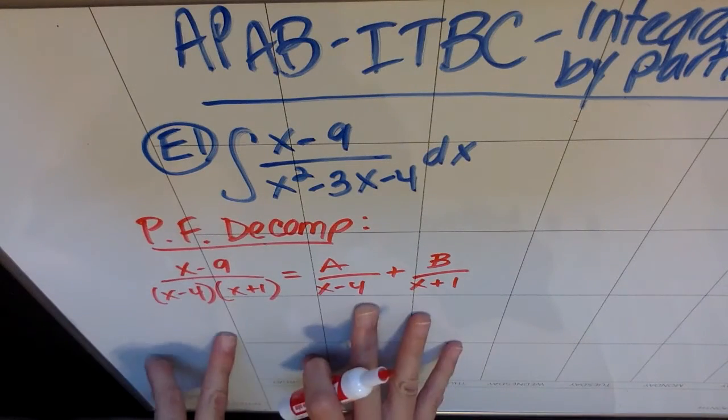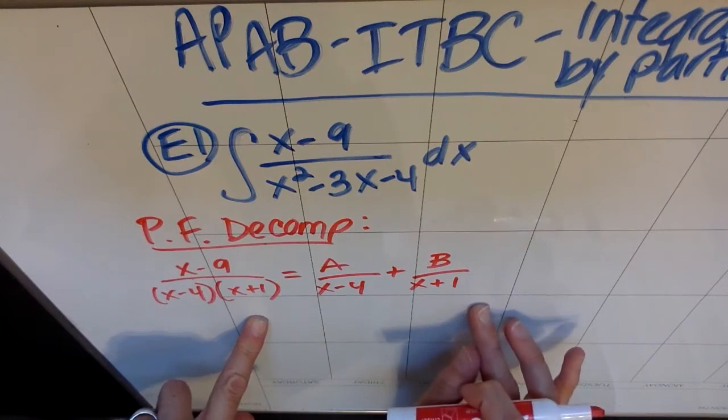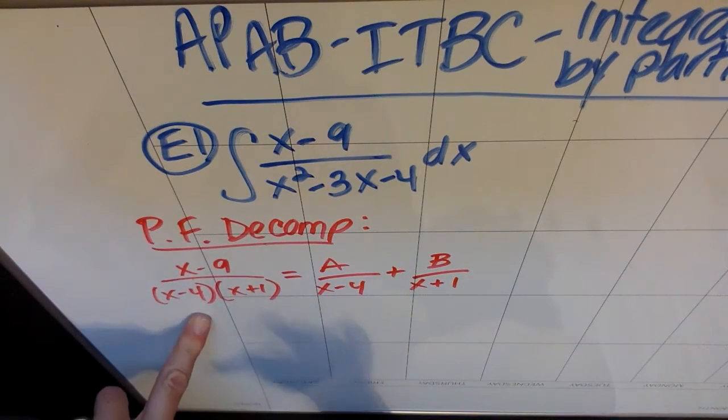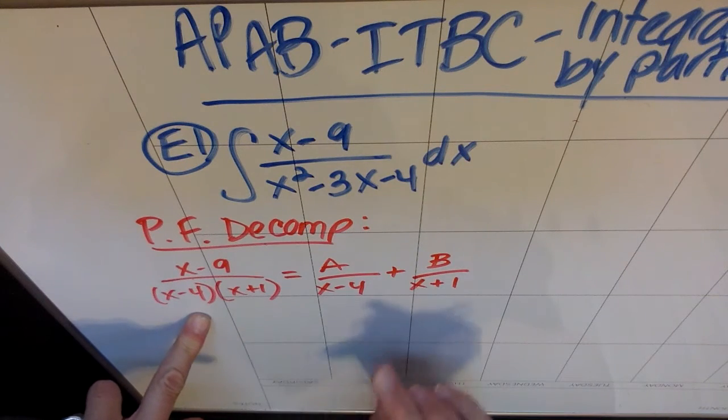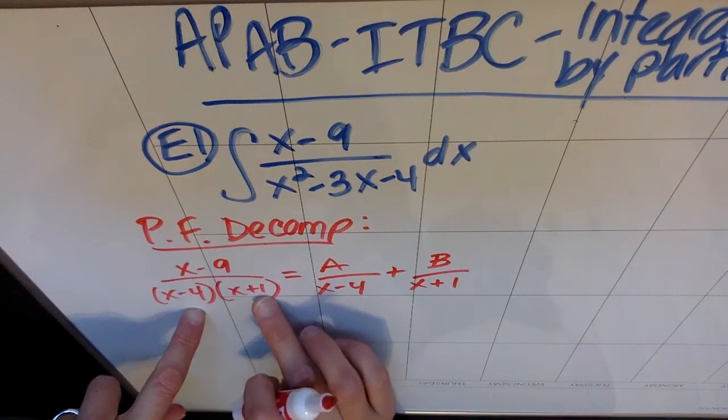So I get my partial fraction set up. I then need to get a common denominator on my right-hand side that is identical to the denominator that was originally on the left-hand side. That's the key here. They have to be the same denominator. So I notice that the denominator on the left-hand side has an x minus 4 and an x plus 1.